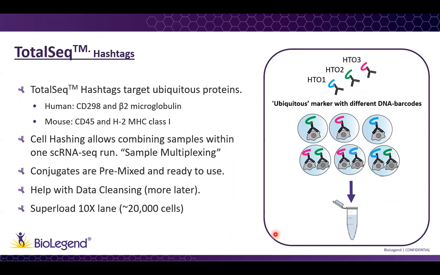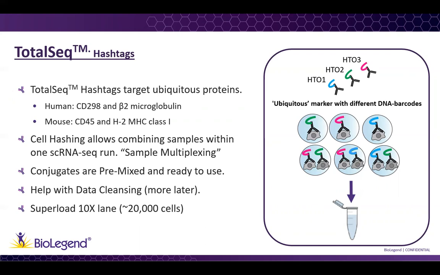So what are the characteristics of these hashing antibodies? Well, the antibodies target ubiquitous proteins. For the human version, they will target CD298 and beta-2 microglobulin. And the mouse hashtags will target CD45 and H2 MHC class I.